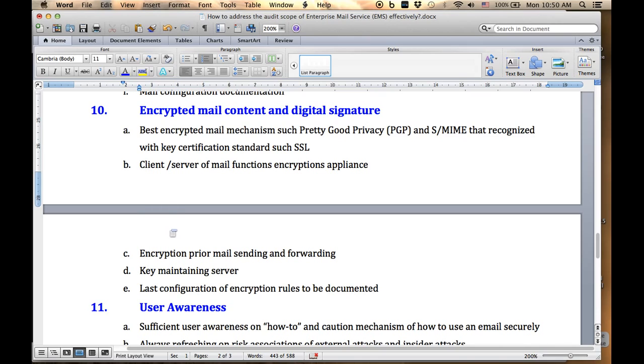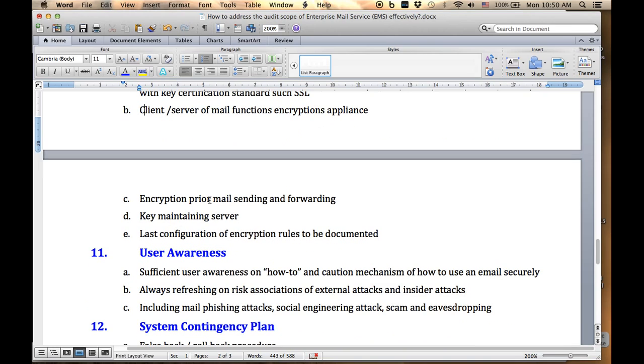The next is encryption when mail is sending and forwarding. This is a mechanism to ensure that email can be sent to the right person. We need to encrypt all the content and all attachments involved. The next is a key maintaining server, if they have the budget to maintain the keys. We need to establish the key maintaining server to control all the keys. The next is that the latest configuration or encryption rules are to be documented.